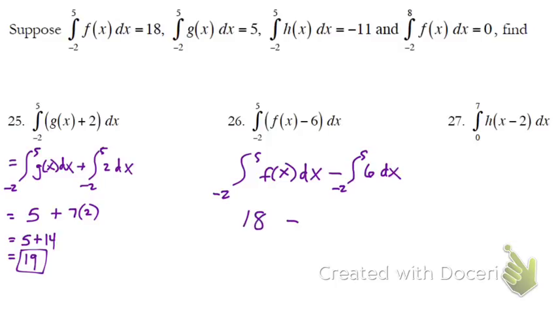Minus, again, the base of this rectangle has a length of 7, because -2 to 5 is 7 units long, and the height is 6. So this is 18 minus 42, which ends up being -24.